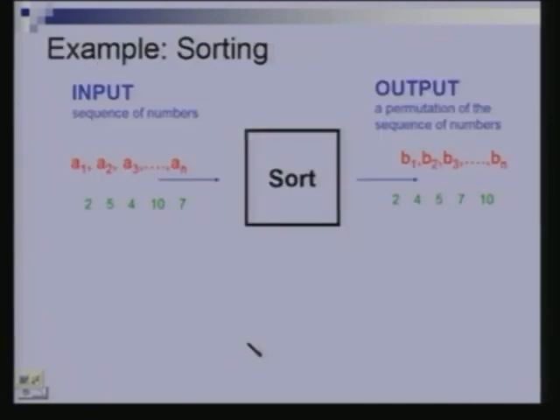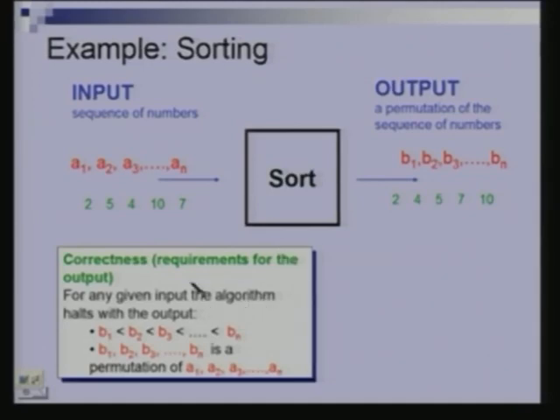Okay, so we need to take an example now. I'll take an example of sorting. You all know what sorting is. The input is some sequence of numbers. The output is a permutation of the sequence which is in non-decreasing order. So if this were my input, this should be my output. What are the requirements of the output? It should be in non-decreasing order, and it should be a permutation of the input. Any set of numbers in non-decreasing order doesn't make an output. Your algorithm should sort the numbers that were given to it, not just produce a sequence of numbers in increasing order.